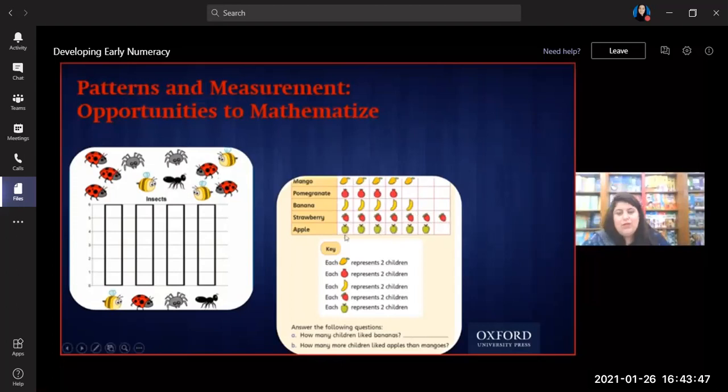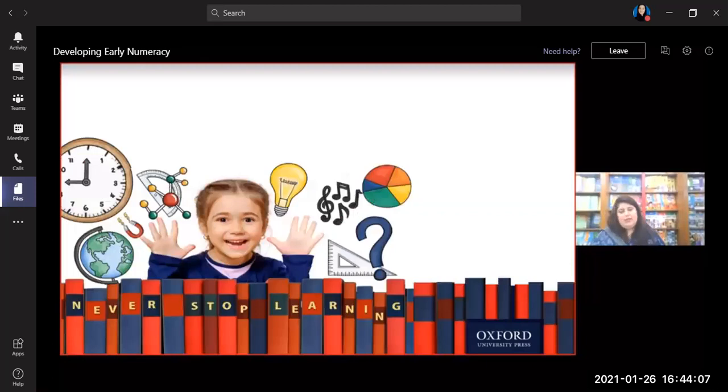So how many children would like bananas? So if every banana is represented by 2 children, so what would be the answer for 5 bananas? So this is also a very interesting mathematizing opportunity. All these things are taught through various strategies, and all these strategies are important for us. So we should never stop learning, and to learn, we always have different ways in which we can make our sessions interesting, our classrooms interesting.